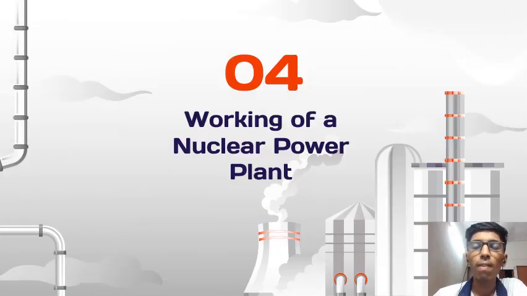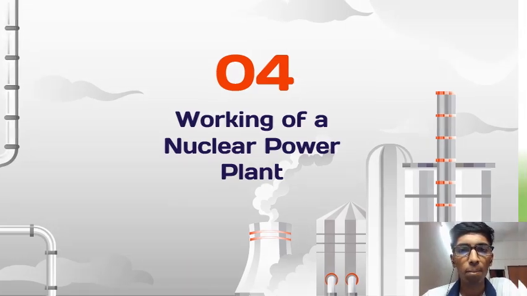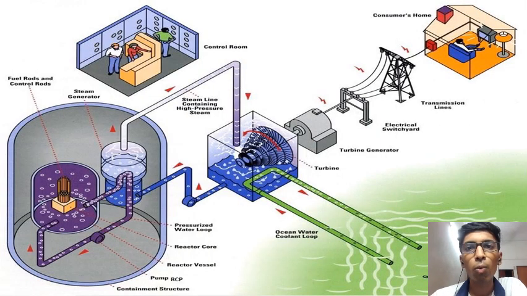Let's move to the next topic, which is the working of a power plant, how a nuclear power plant works. The way a nuclear power plant works can be simplified into five stages. First, the uranium fission takes place inside a nuclear reactor, it releases a large amount of energy that heats the coolant water circulating at a very high pressure.